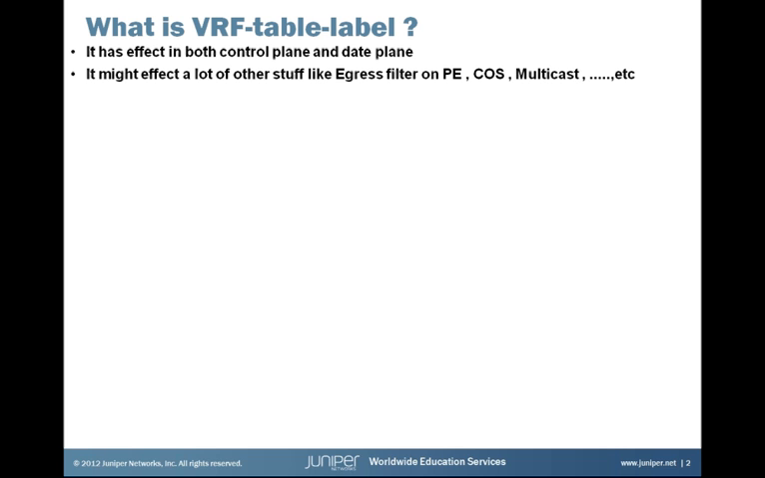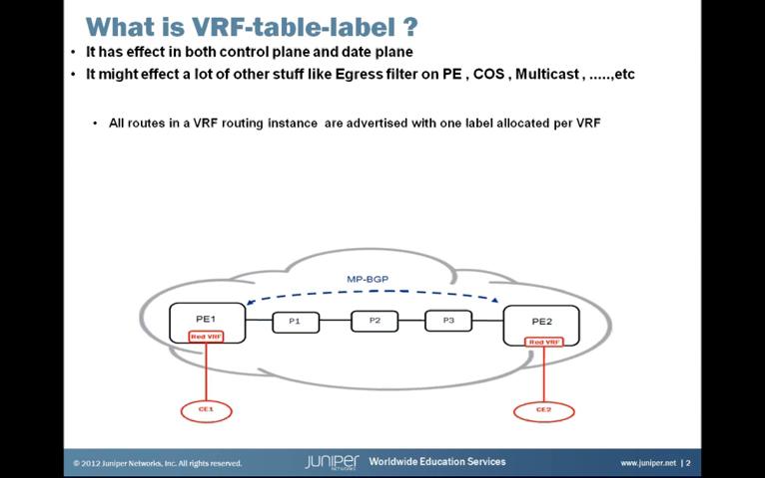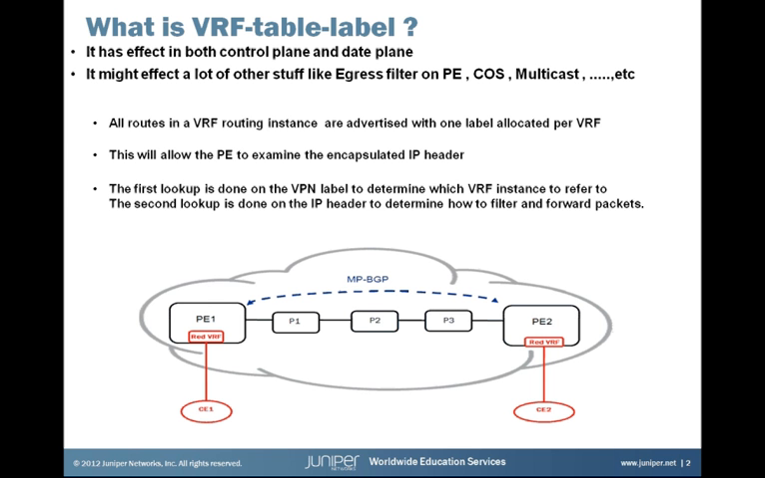So, what is VRF table label? With VRF table label configured, all the routes in a VRF routing instance are advertised with one label allocated per VRF. This will allow the PE to examine the encapsulated IP header, which means the first lookup is done on the VPN label to determine which VRF instance to refer to. The second lookup is done on the IP header to determine how to filter and forward the packet.